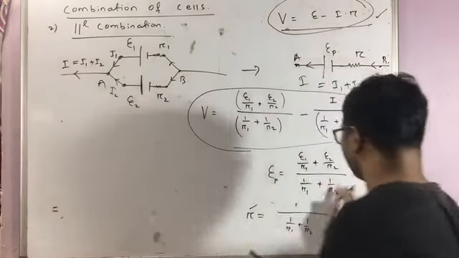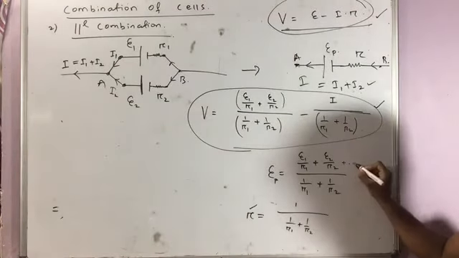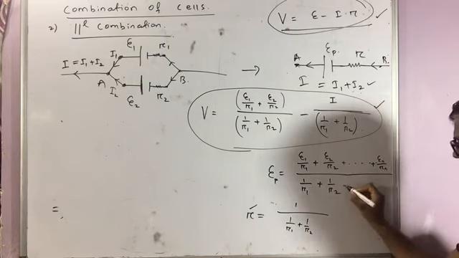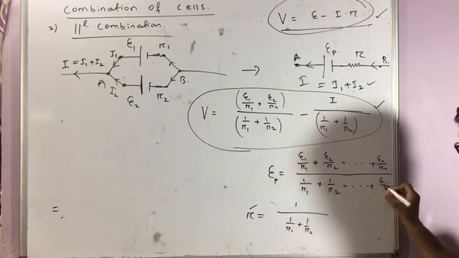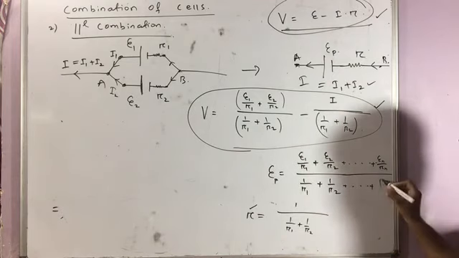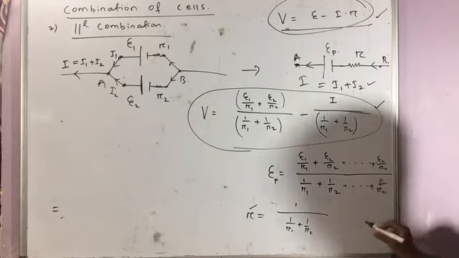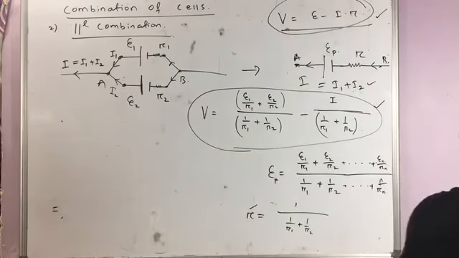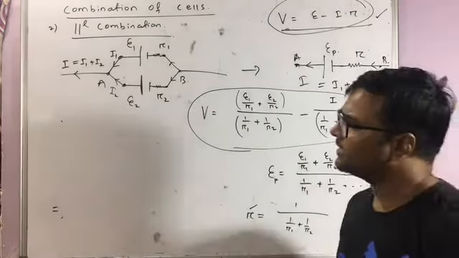So for n number of cells, this term will extend up to En by Rn, divided by, this term will extend up to 1 by Rn. So this is the formula to derive the combination of EMF in parallel and series grouping.